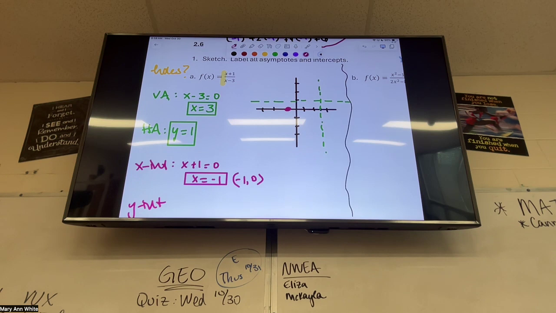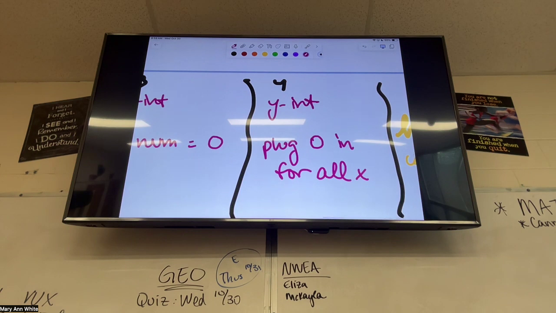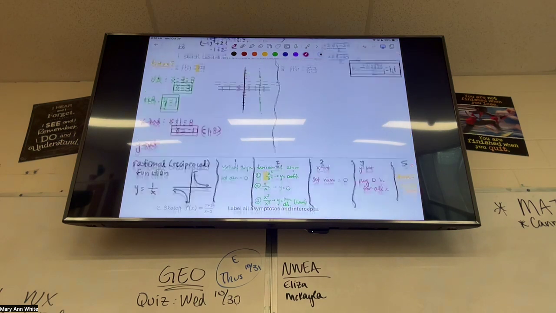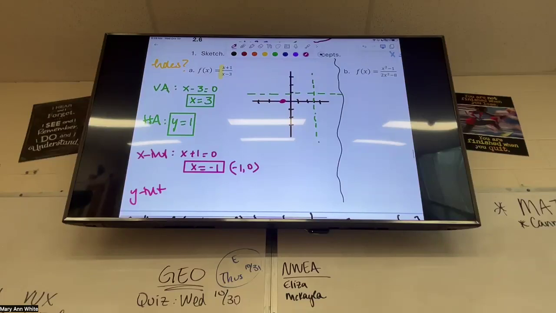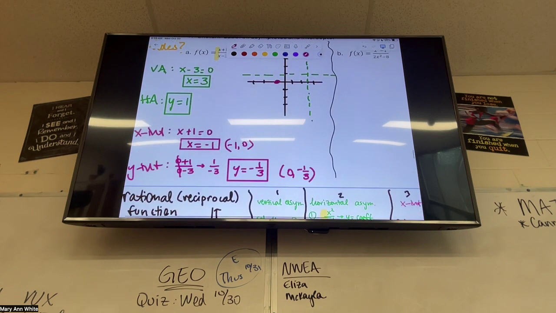Y-intercept. Ooh, sometimes that's the one I forget the most. Y-intercept, plug 0 in for all my x's. Okay, so I'll come back up. My original equation is right there. So I'm going to go 0 plus 1 over 0 minus 3. The zeros essentially don't matter, so I have 1 over negative 3. So y equals negative 1/3. And if you want to write that as an ordered pair, you are welcome to. 0, negative 1/3. And it's somewhere between 0 and negative 1.